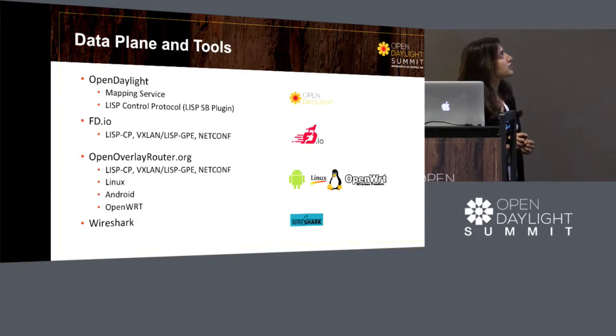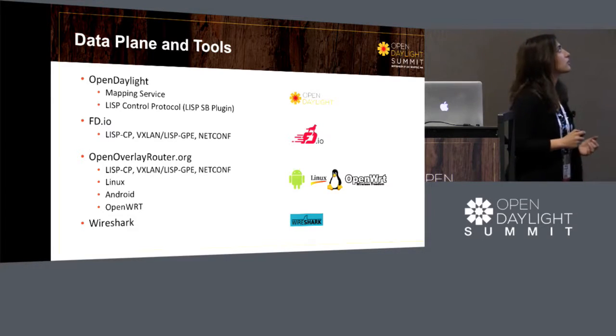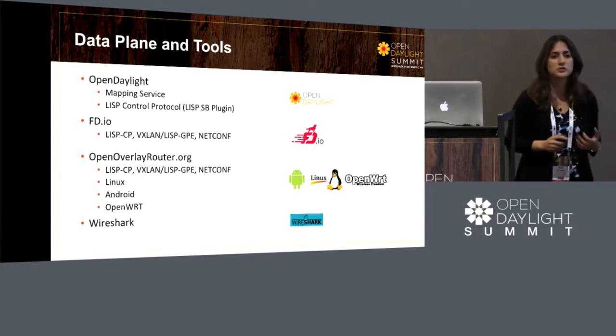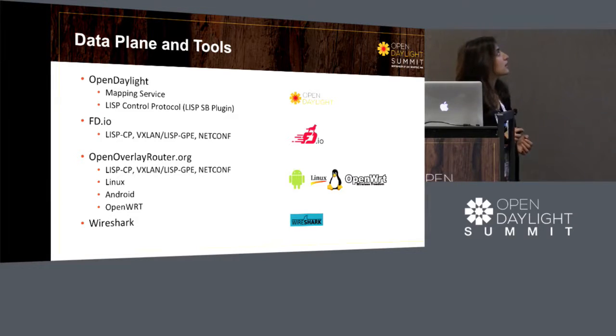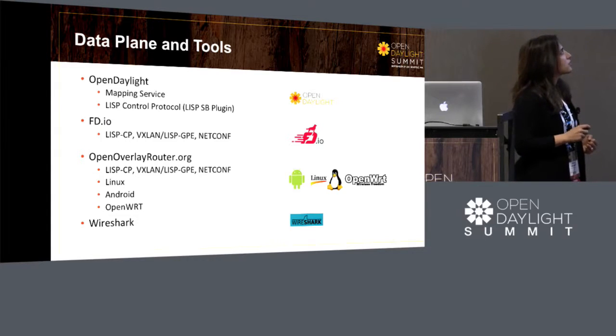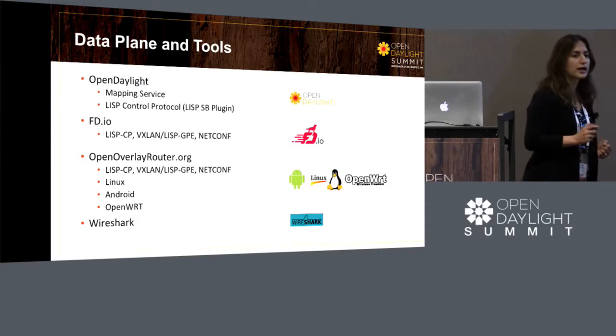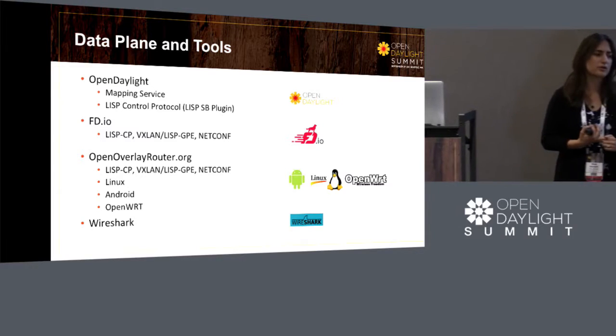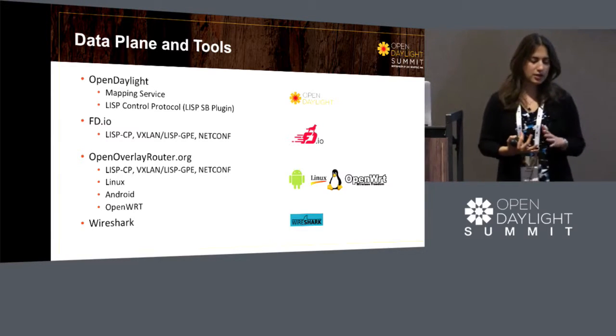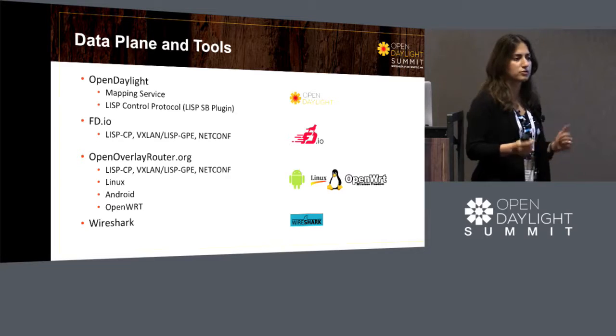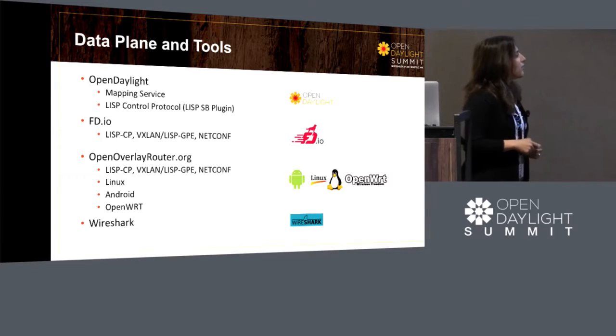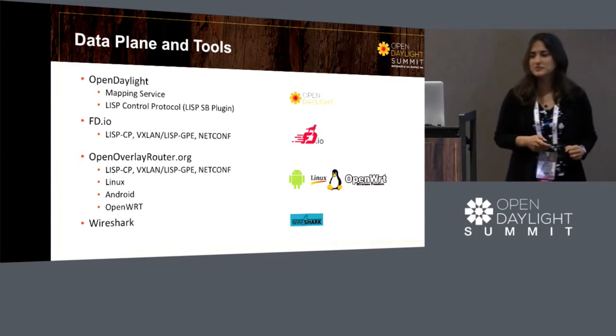We have an implementation of both the data plane and control plane. Well, the control plane to talk to Open Daylight, but also as a first basis, we have the VXLAN GPE or LISP GPE support in FIDO, and that's what the demo was using. And then there's also the Open Overlay Router, which has implementations of data plane and control plane over Linux, OpenWRT, and Android. So you can run it on your phone as well. And you saw the Wireshark integration.